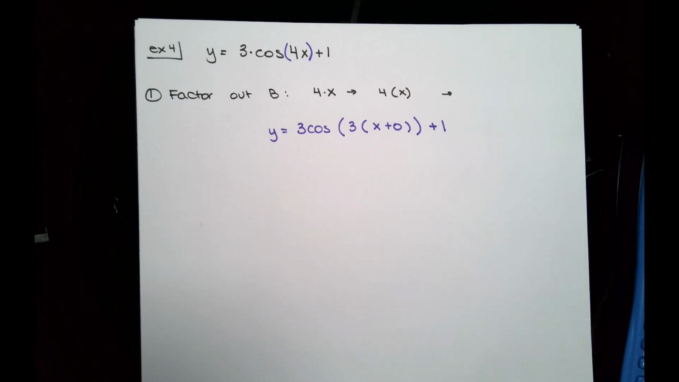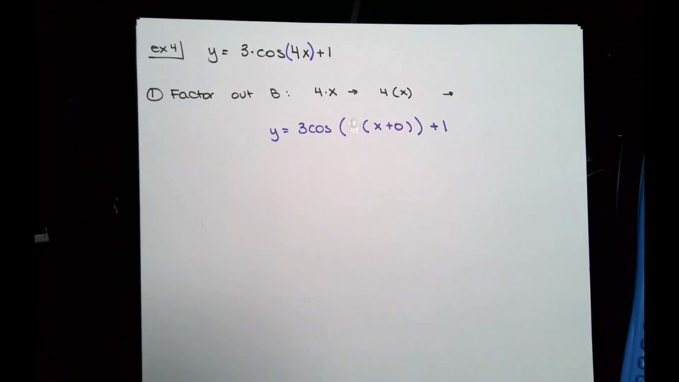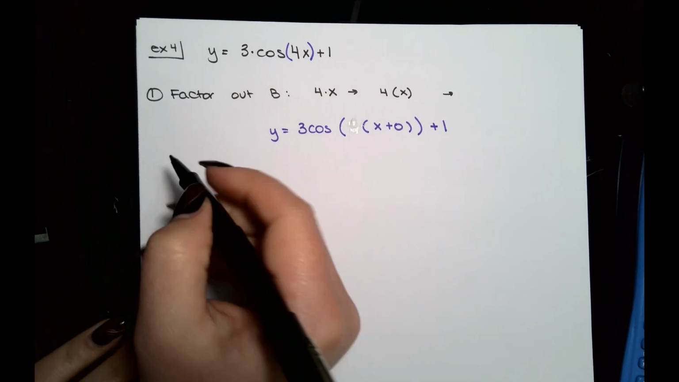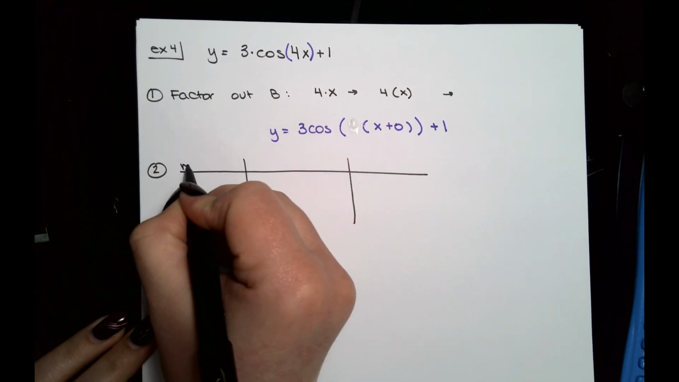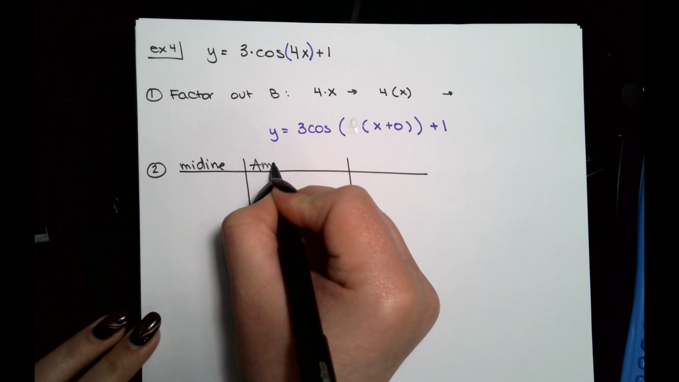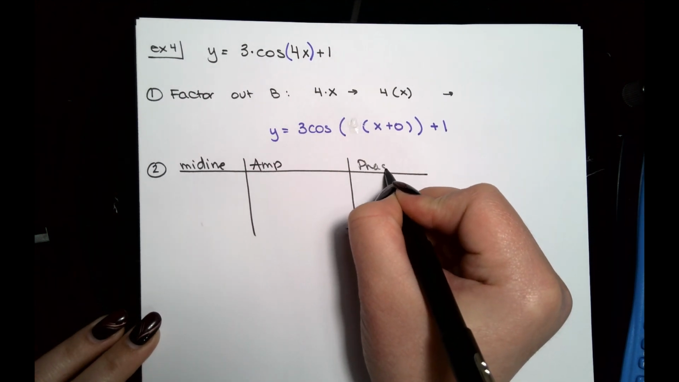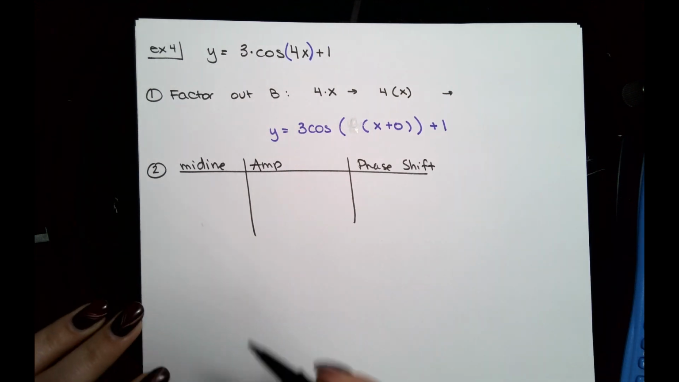Now, I am noticing that I wrote 3. I don't know why I wrote 3. So let's change that to a 4. We'll change that in a little bit. Let's go ahead and move on. T-chart table for our midline, our amp, and our phase shift. Remember, a phase shift is opposite of what you see, start value.